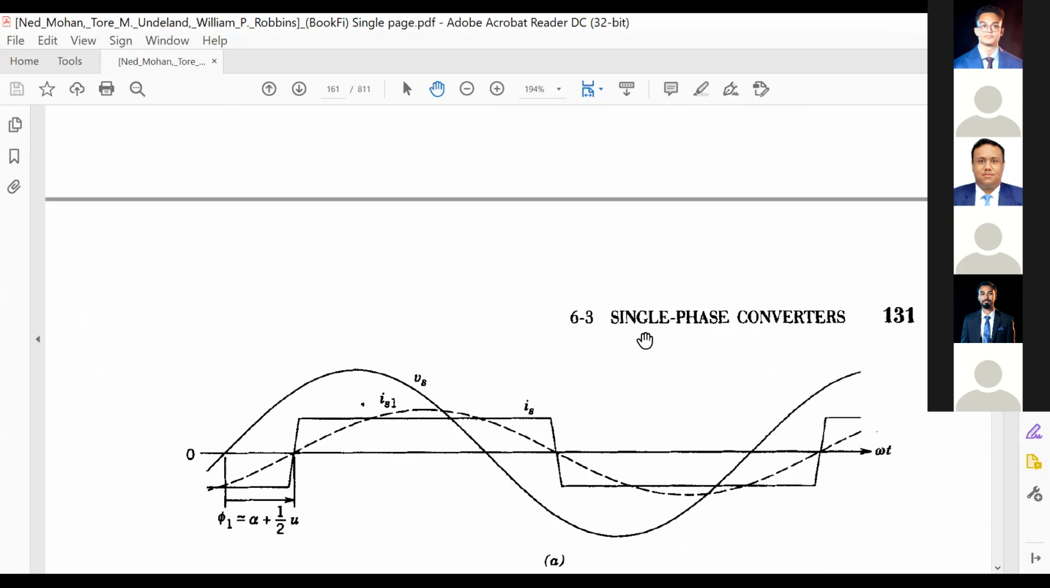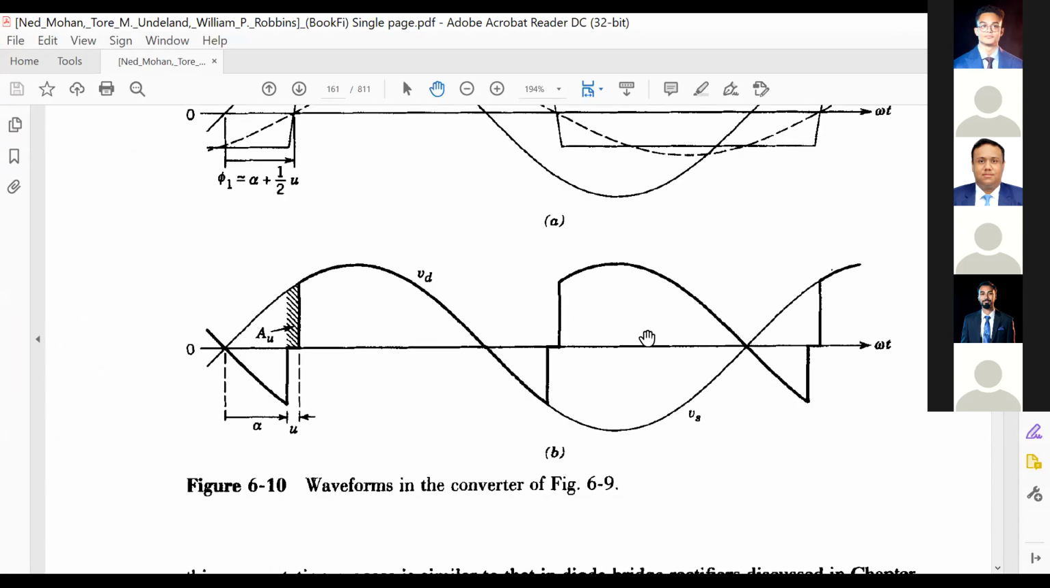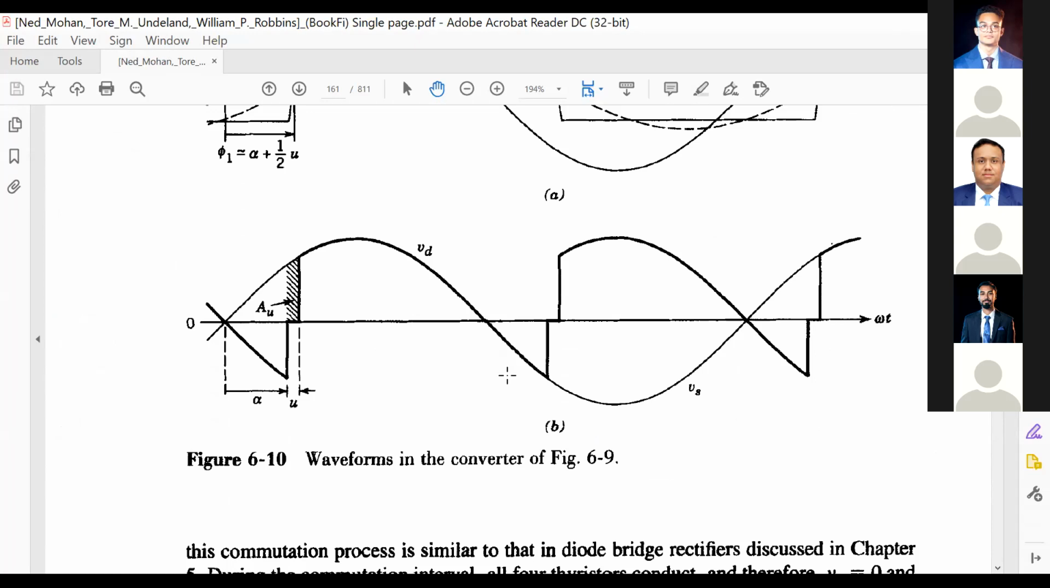So I have discussed these things. I'll come back here. So that will be your output voltage. Look here, you follow my pen. This will be your output voltage, and we have lost this area. That will follow this one. And until this point is, of course, you know that this is your pi. So this is your pi plus alpha, and this point is pi plus alpha plus U. And this point is of course alpha plus U.